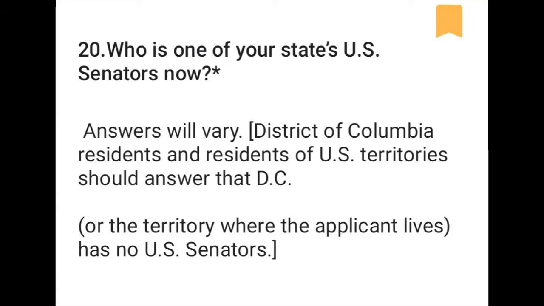Who is one of your state's U.S. Senators now? Answers will vary. District of Columbia residents and residents of U.S. territories should answer that D.C. or the territory where the applicant lives has no U.S. senators.